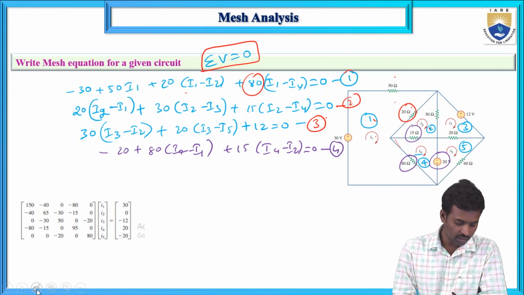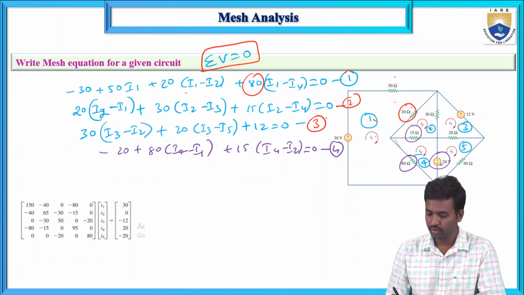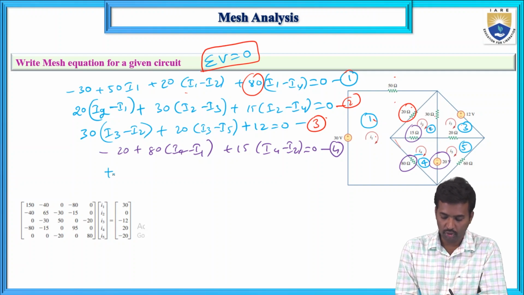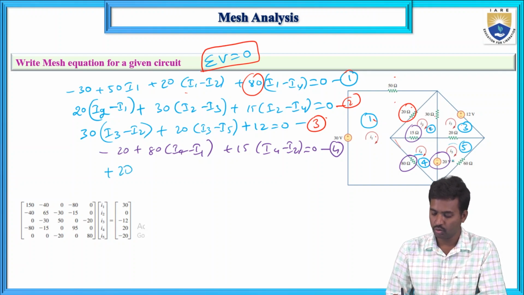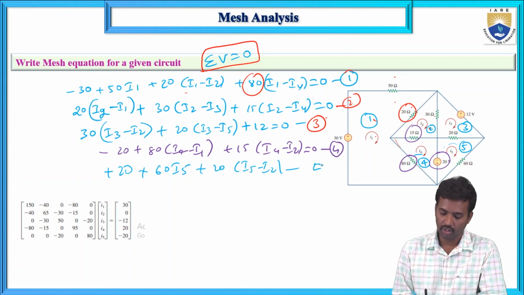And next thing here, the fifth one. So this is the 5th equation. Current is flowing from plus to minus, so plus 20, plus 60 into I5, and next 20 into I5 minus I2. So this is equation number 5.